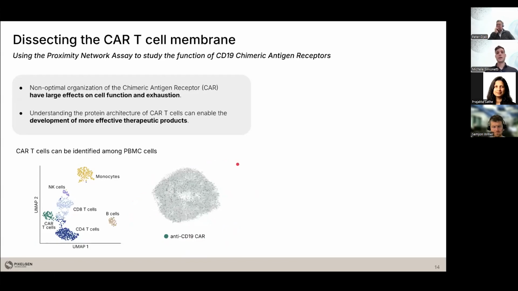And one is the one that we have used here, that you see here. This is an FMC63 barcoded antibody. So it's to detect anti-CD19 CARs. But we also offer a flag tag. This is more universal as a construct. But in this case, as you can see, the FMC63 is dispersed on the cell surface, as expected.